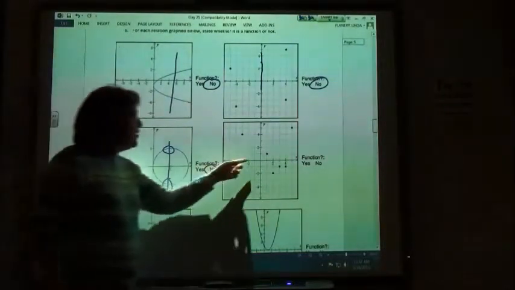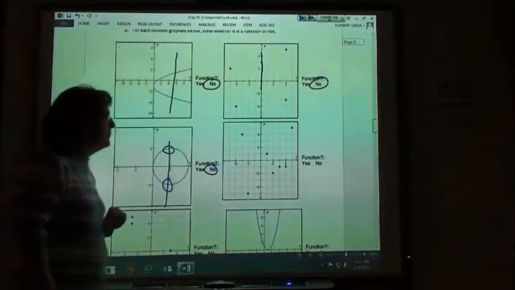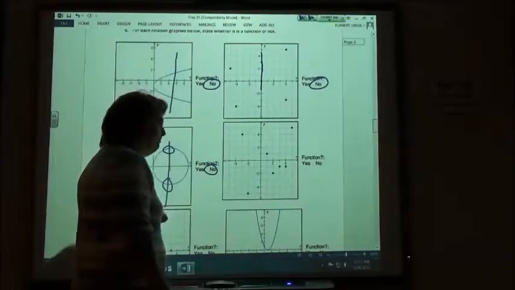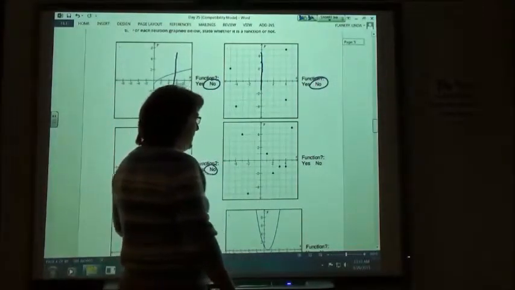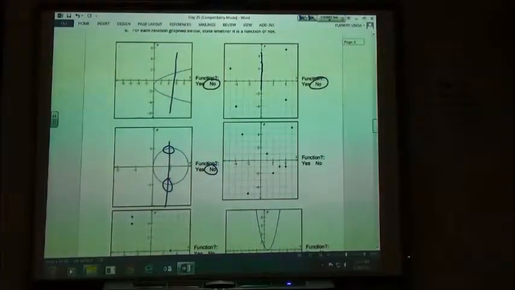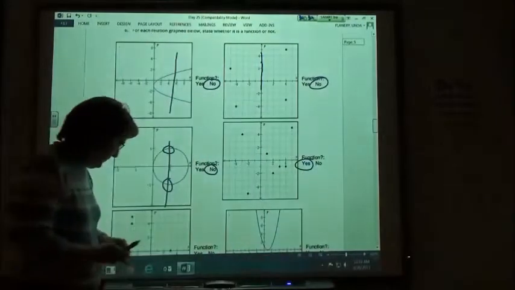How about the one next to the circle? Yes, all of my lines would only touch one dot at a time. So yep, that's a good one.